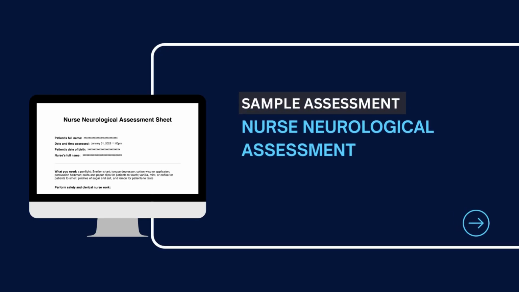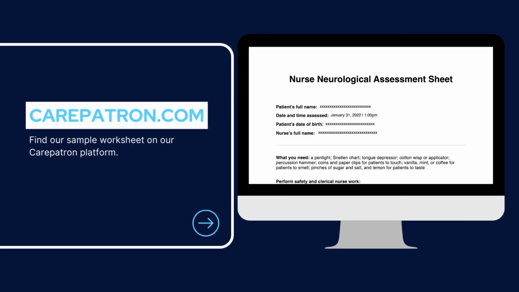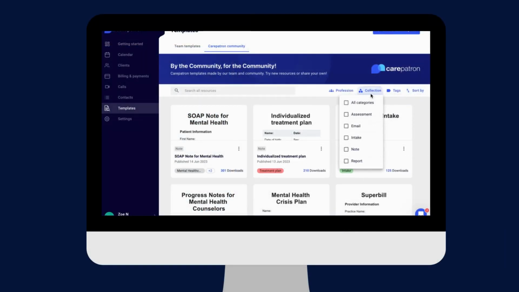Here is a sample of our nurse neurological assessment, which you can find on our Carepatron platform. To find our nurse neurological assessment, go to our Carepatron platform or click on the link in the description. In our template section, we have a variety of templates and worksheets for you to use with your patients. You can filter or type in keywords to find the worksheet.